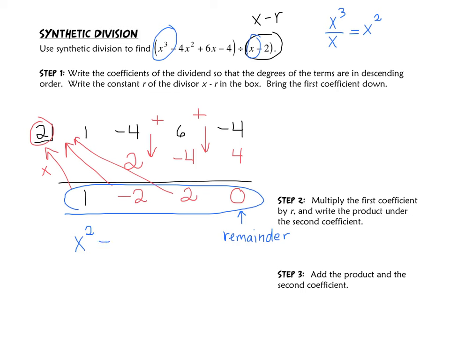Then you continue and bring the powers down. So it's minus 2x plus 2, and technically that's x to the 0, but we don't write that. So our final answer here is x squared minus 2x plus 2. There's no remainder here, but in the next few problems we will see some examples with a remainder, and I'll show you how to write that.